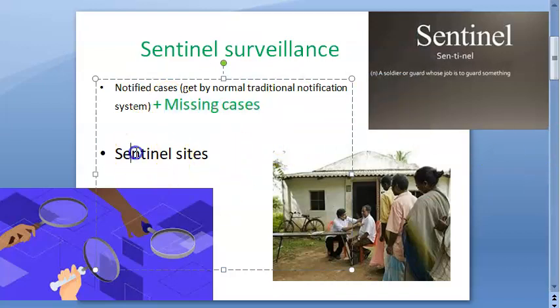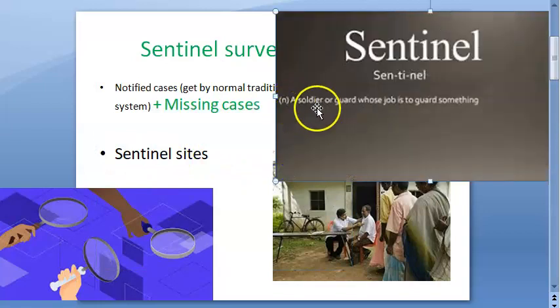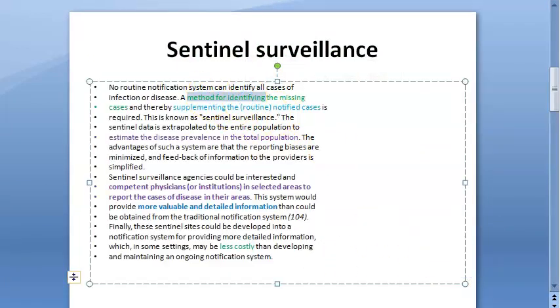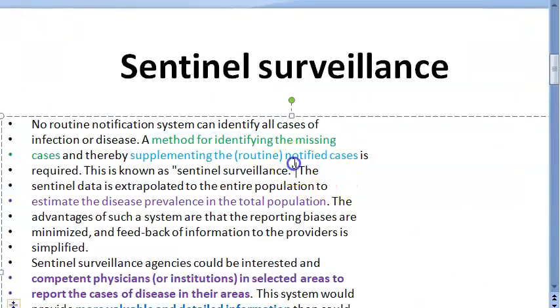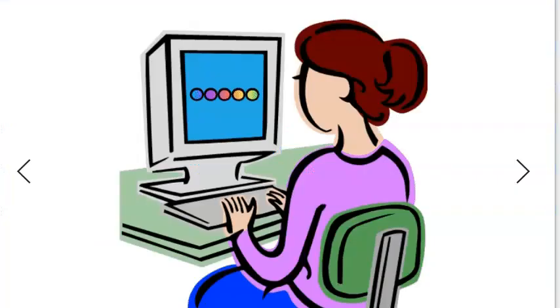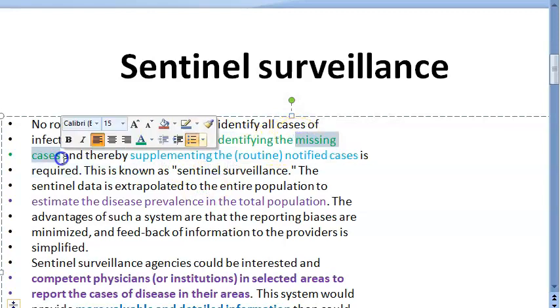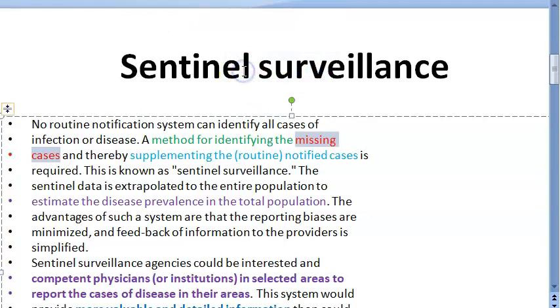The meaning of sentinel here is a guard or a soldier whose job is to guard something. Let us see what the textbook says, guys. So basically you will identify the missing cases and thereby you will supplement the routine notified cases. Guys, did you understand? What are we looking at today? Sentinel surveillance. To the existing surveillance system, you need some extra supplement that is going to identify the missing cases. So a method of identifying missing cases, thereby supplementing the routine notified cases, is what is known as sentinel surveillance.